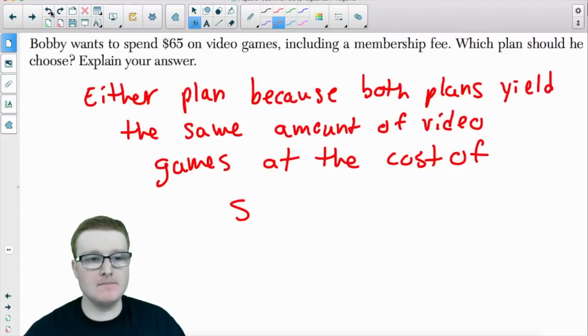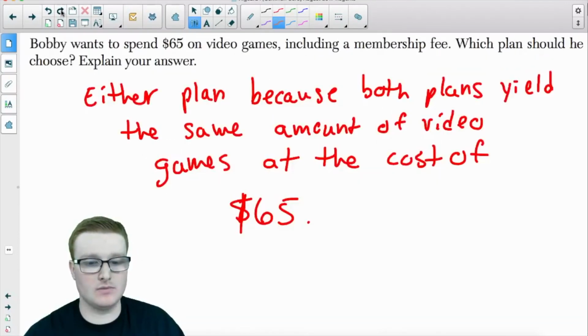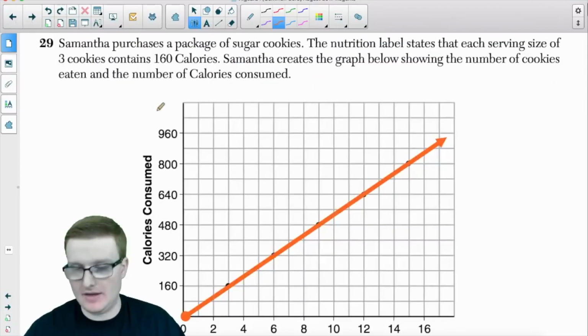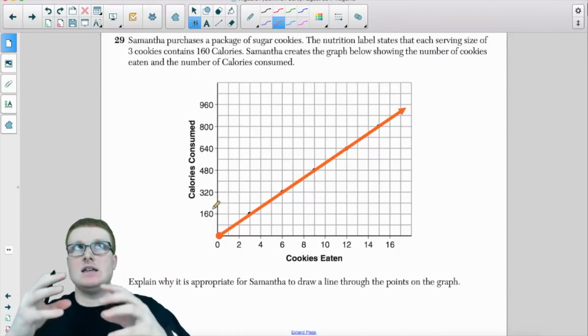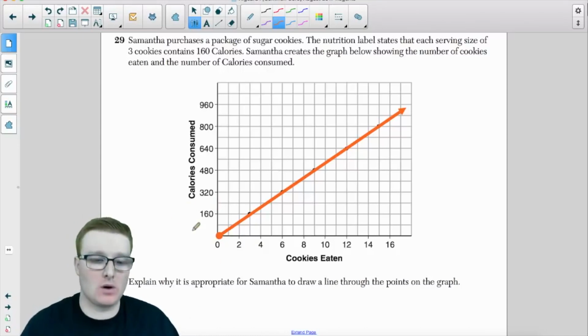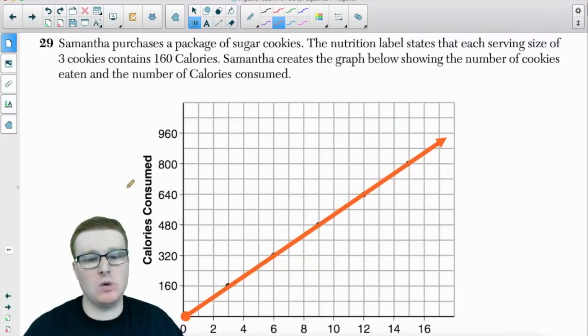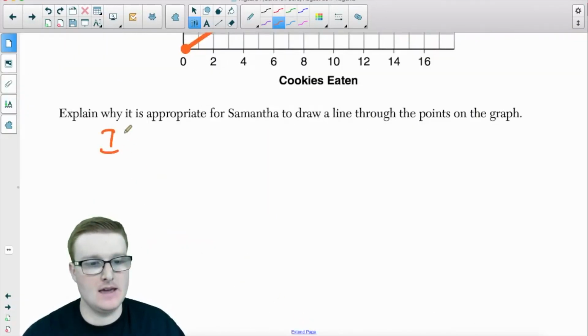So the whole thing here is they want you to just understand that if you draw the line, it includes every possible scenario of a cookie. What if you want 1 1/4? Obviously, you're not gonna have 1 1/4. But what if you want 1 1/4? So that's why the line has to be drawn. So your answer is going to be something like this.